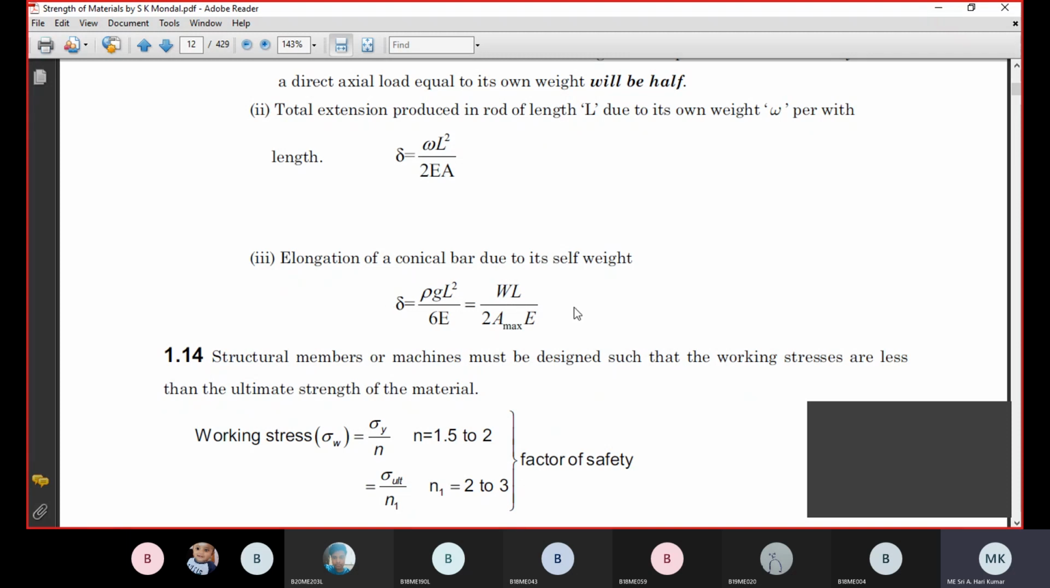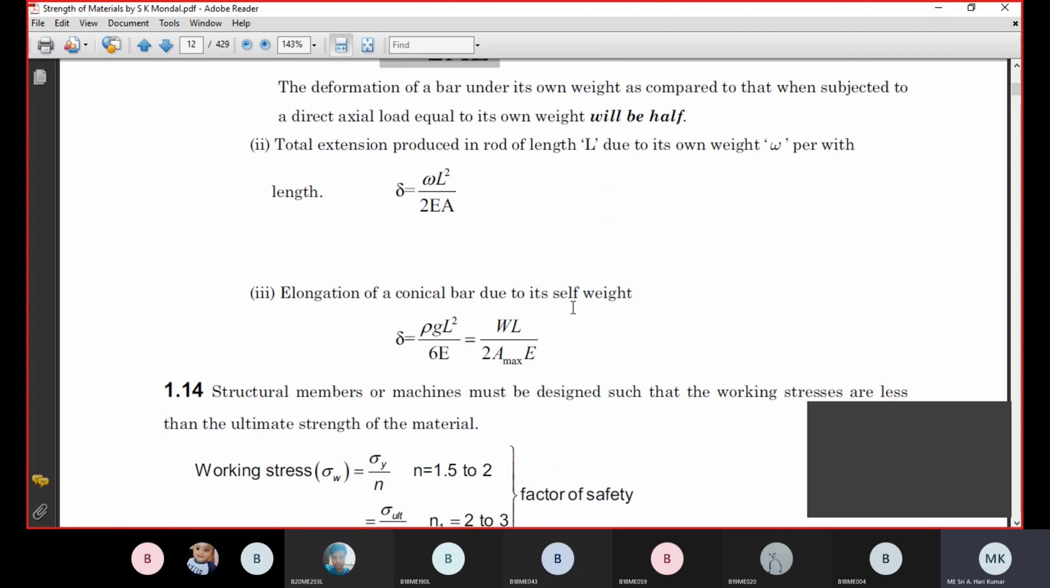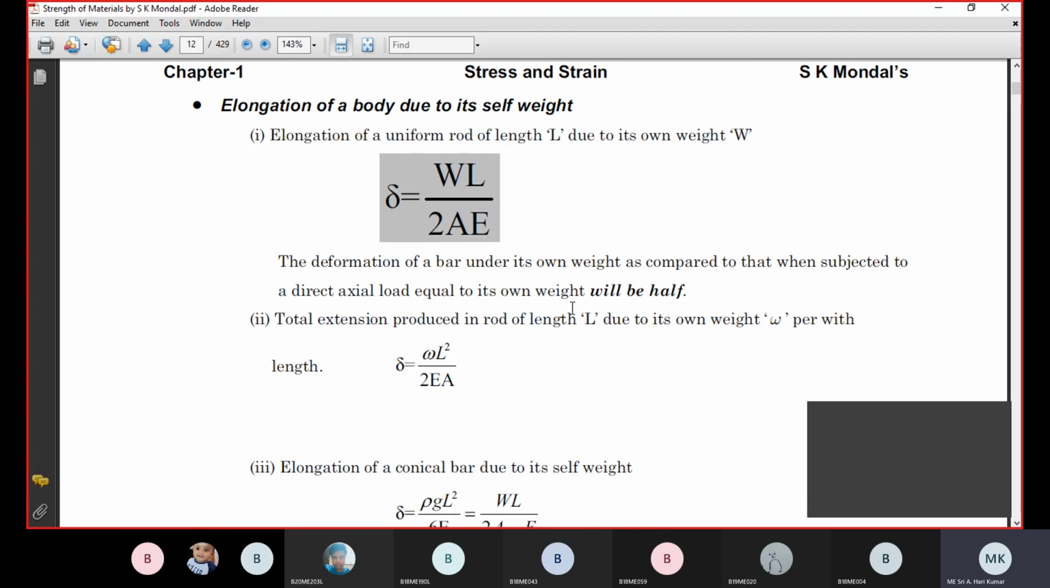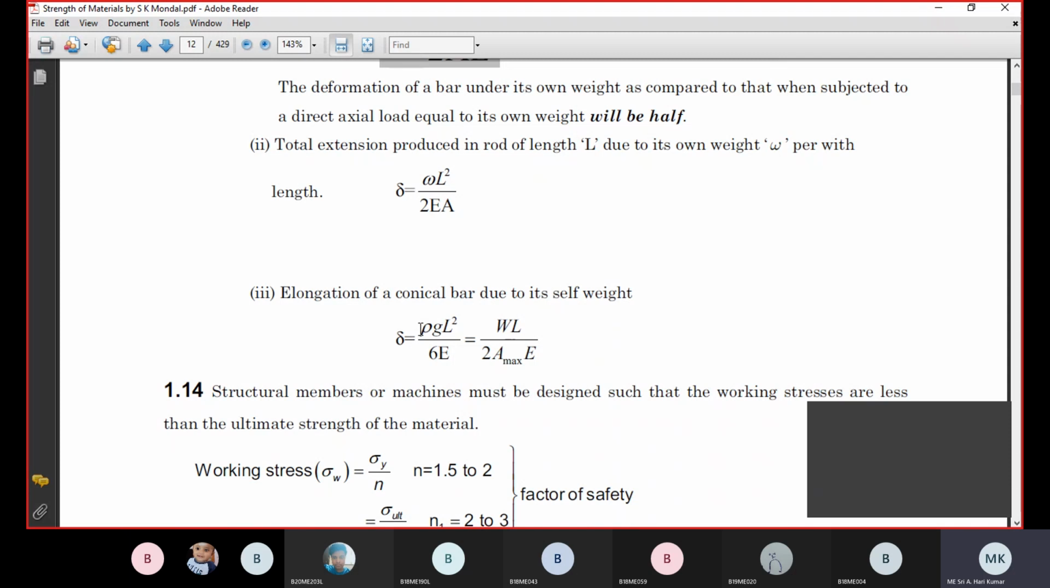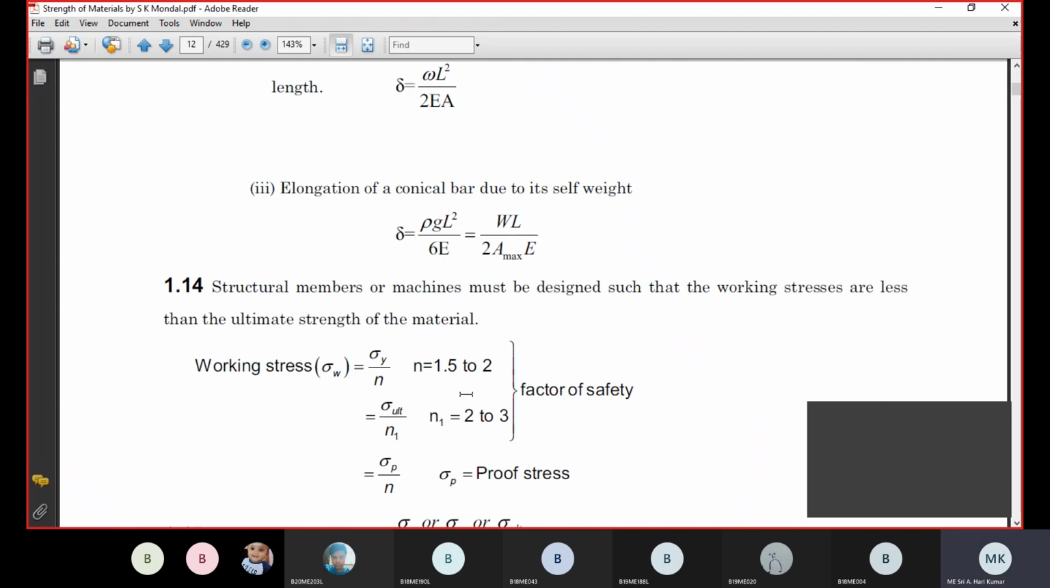I'll put this PDF as soon as I finish the topics from this book. So that's about elongation of a body due to self-weight. If the direct weight is given, it is W by 2. If it is weight per unit length, wL into L, that becomes w, small w. This is not omega, this is small w. And for a conical bar, rho is density; rho g multiplied, mass density multiplied by acceleration due to gravity, gives weight. Rho g L gives W, so that becomes WL by 2 A max, maximum area, into E. So that's the elongation of a conical bar.